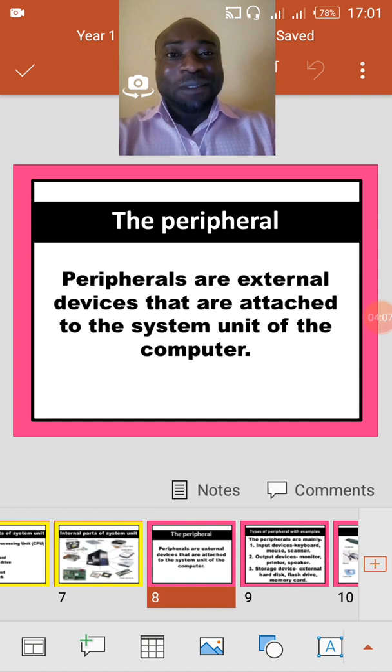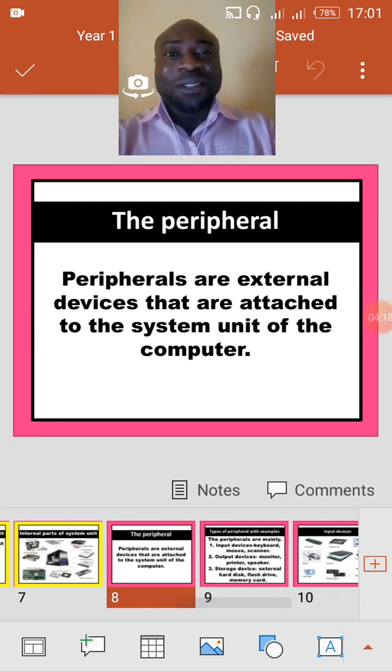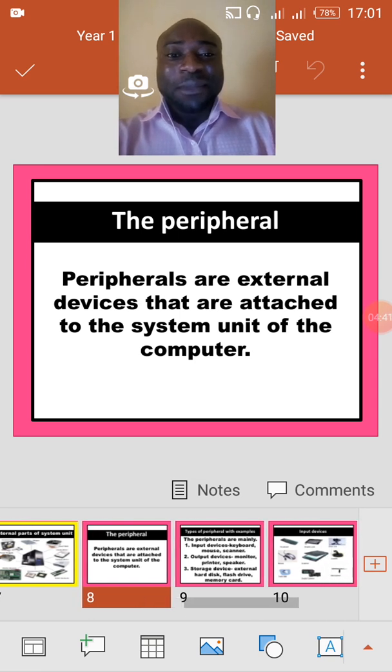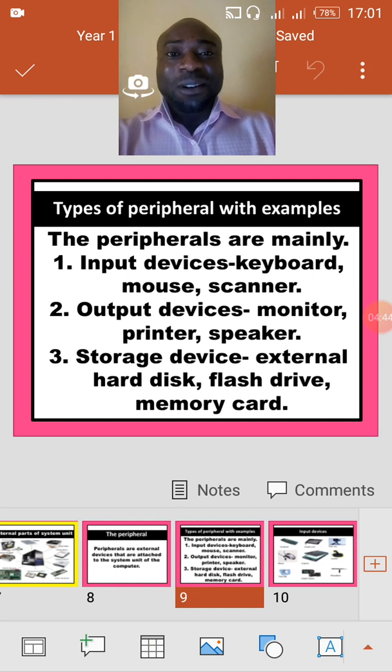Remember, I said we have two major parts of computer: the system unit and the peripherals. So we are on peripherals now. Now, what do we mean by peripherals? Peripherals are external devices that are attached to the system unit of the computer. Let me take that again. Peripherals are external devices that are attached to the system unit of the computer. Now, let's look at the types of peripherals with examples.